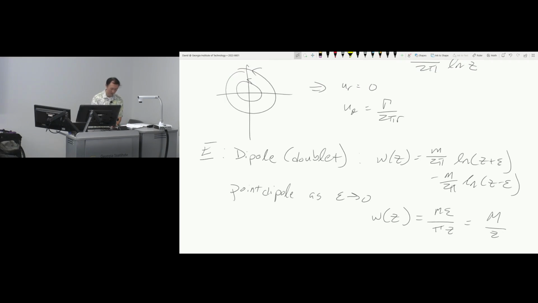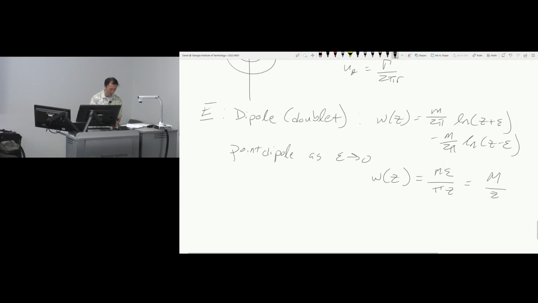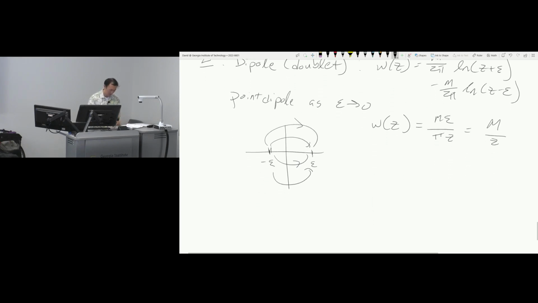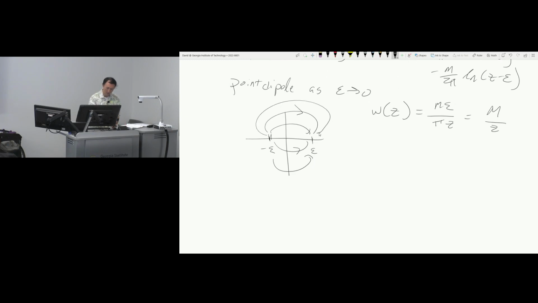So let's draw. This is the irrotational vortex. What the doublet looks like is if you have two points here, at epsilon and negative epsilon, you've got a flow that's going to go between these two. You can imagine the same thing is going to happen down here. And as you bring them really, really close together, they look towards each other.